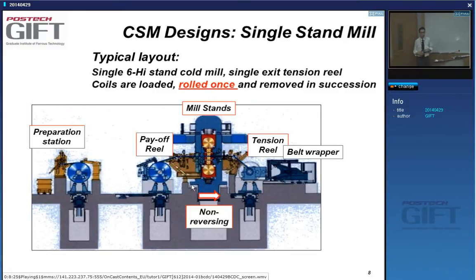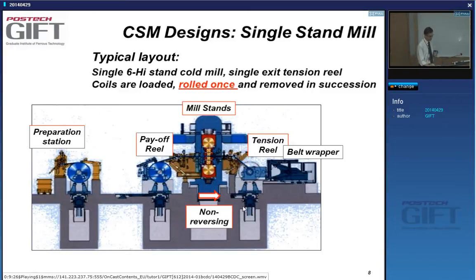Now, you don't always have tandem coil rolling. You can have single stand coil rolling units. In particular, if you visit stainless steel mills, very often they will have single stand reversing mills for the cold rolling. This is an example here of a 6 high cold mill, a single stand, with an exit tension reel, so you can apply tension on the exit. But it's only got a payoff reel. So the payoff reel is just where you unwrap the strip here, and there's no tension. This unit cannot apply any tension.